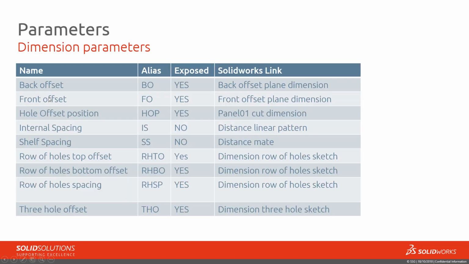We then look at the dimension ones. Now there's several options for this one. I won't go through each one in turn, but if you'd like to take a moment just to pause and have a look at the various options that we've got set up. These are controlling various things like the front and the back offset of those planes that we created right at the beginning, along with the internal spacing and the shelf spacing.